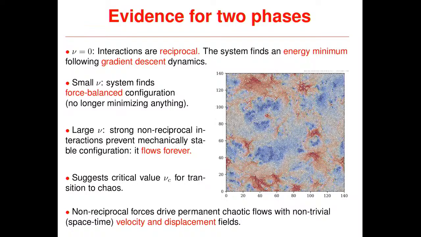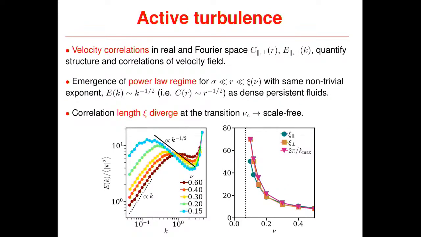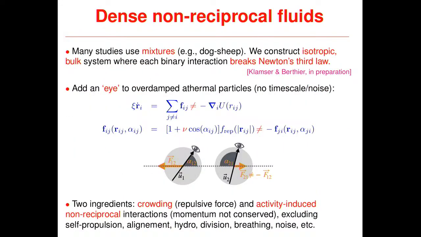Okay? So now the question: what's happening when I increase nu just a little bit? So when nu is non-zero, then I no longer have a gradient.